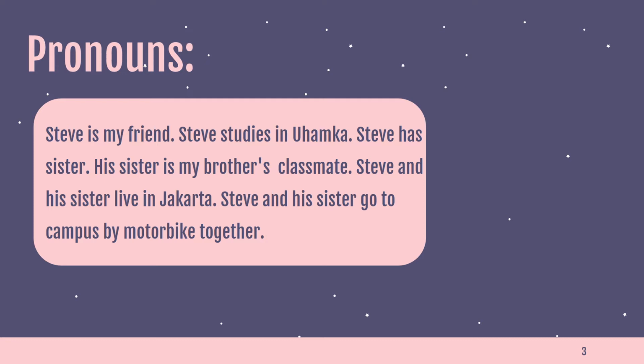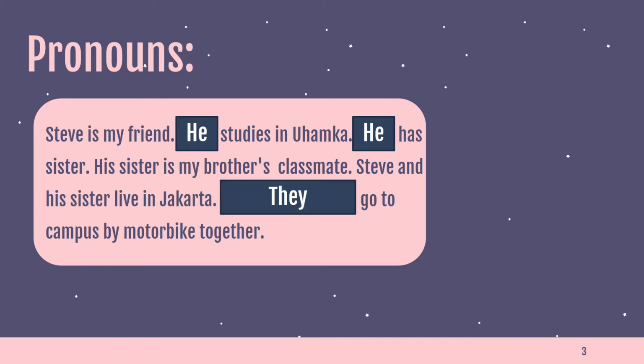So for example, if we see the second sentence, which is Steve studies in UHAMKA, we can replace Steve with he. And we can also replace the other Steve with another he. And also we have the same word, Steve and his sister. The writer used it 2 times, so just change it with they. Okay, so now we have 3 pronouns here: he, and they. Just compare to the previous one.